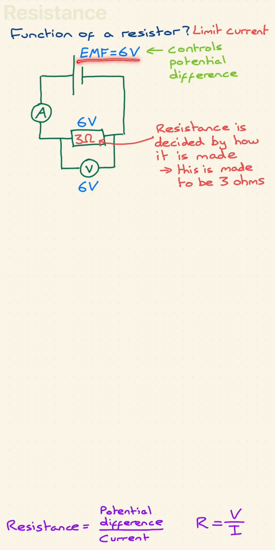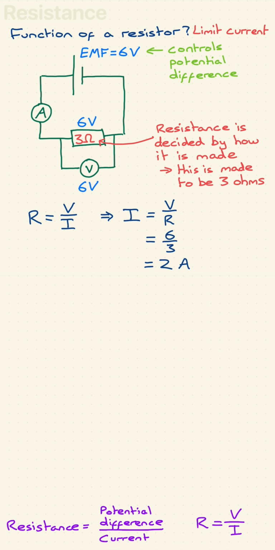We know the EMF, so we know the PD across the resistor, 6 volts, and we know the resistance, 3 ohms, and we know that R equals V over I, which rearranges to I equals V over R. So I is 6 over 3, 2 amps. The resistor has controlled the current, making it 2 amps.